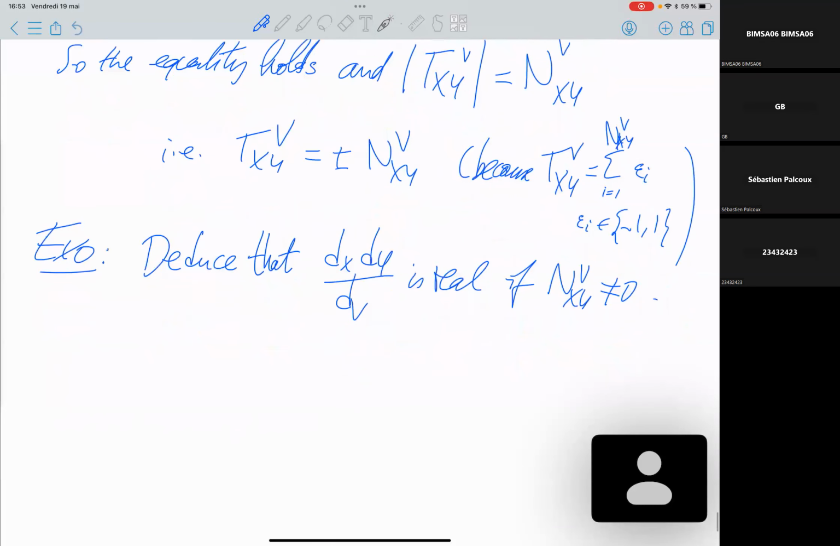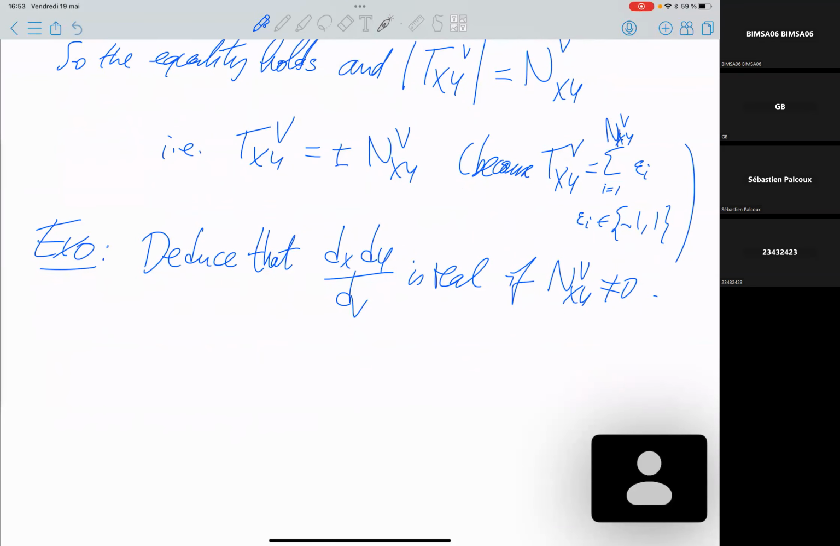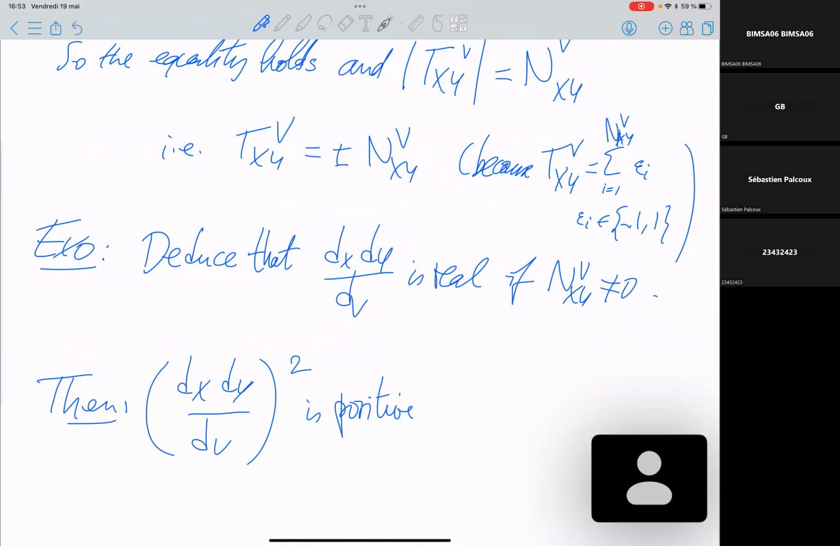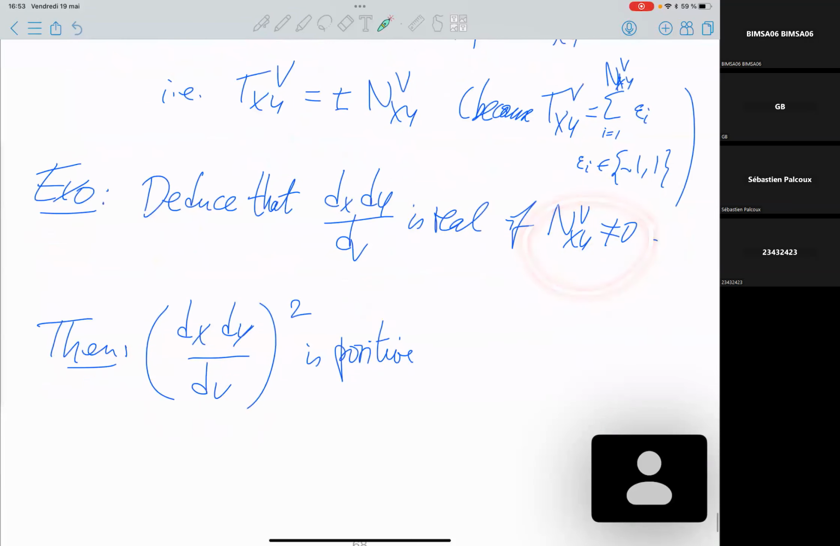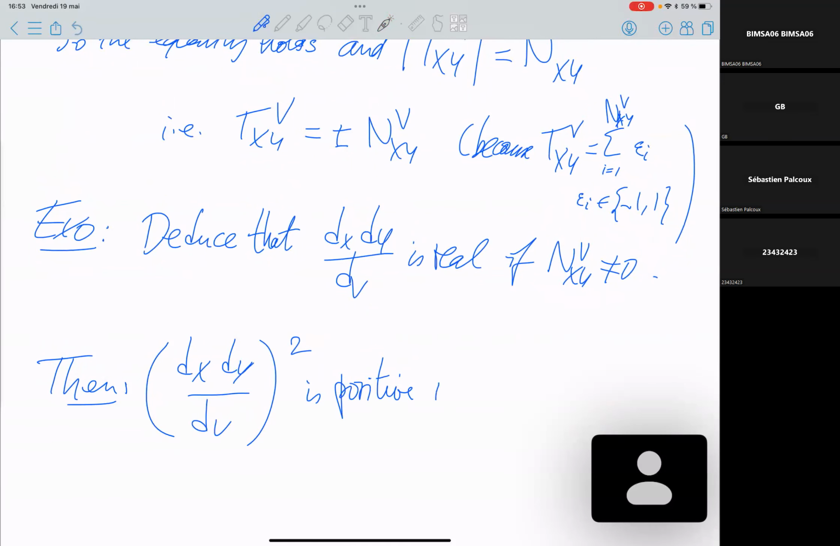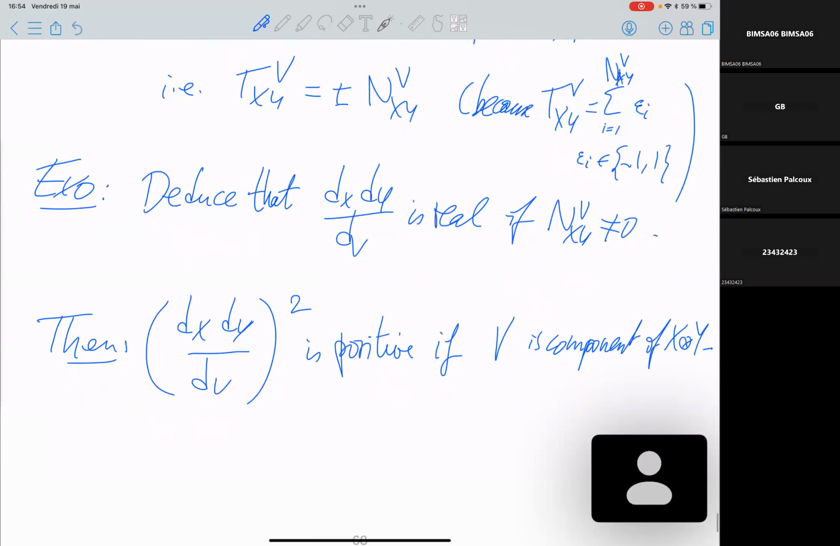Okay. So as long as this exercise is proved, then if it is real, then its square is positive, when this is non-zero, which means that V is a component of X tensor Y. Okay.